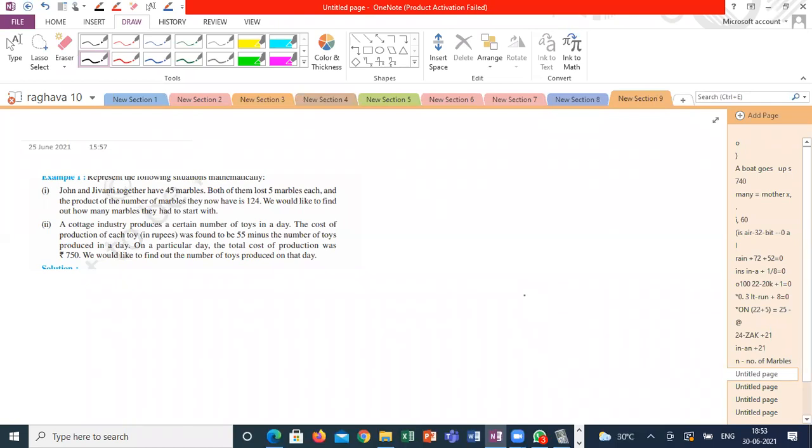Guys, what is the variable here? Number of toys produced in one day. X toys. A cottage industry produces a certain number of toys in a day. The cost of production of each toy was found to be 55 minus number of toys produced in a day. The total cost of production in a single day is 750. So that particular day, the cost of a toy is equal to how much?